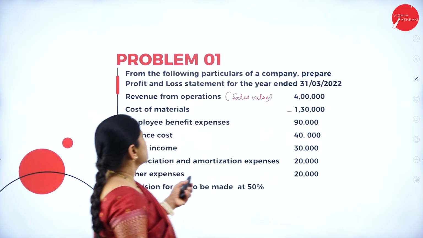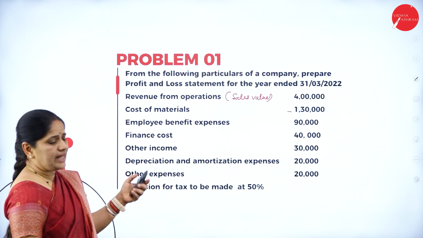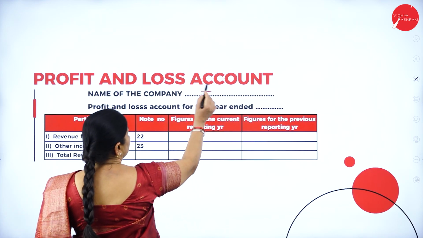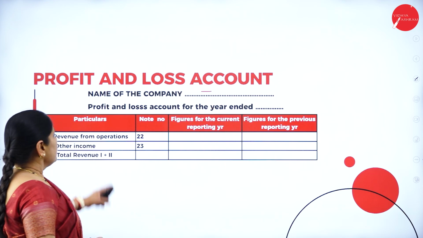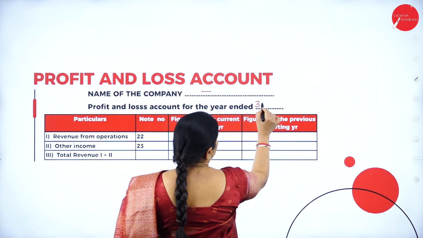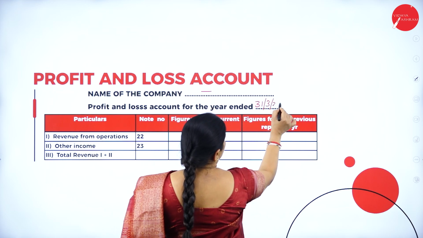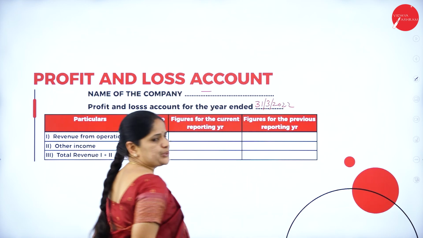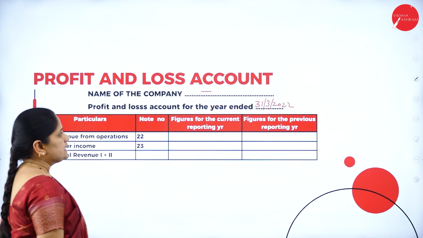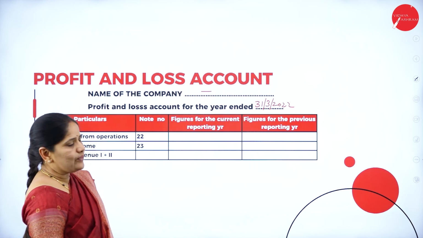So, do we know what is the name of the company? They have not given any name of the company. So, we just don't write any name of the company. But then, the profit and loss account for the year ended 31st March 2022. So, this is the profit and loss account for the year ended 31st March 2022.